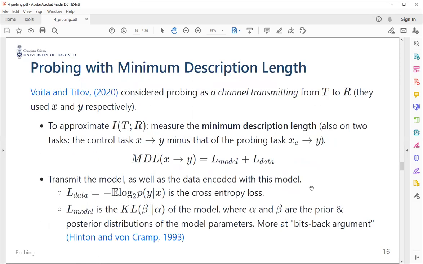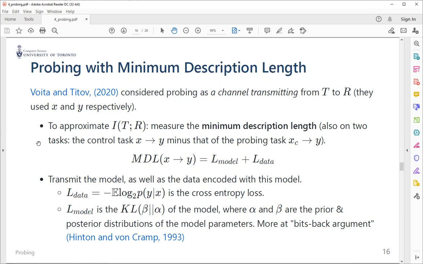So this paper introduces an argument that gets around the problem of the intractable KL divergence. So instead of considering probing as just a diagnostic classification task, they considered a channel that transmits the data from the representation to the target. Yeah, so there's another typo. It should be transmitting from R to T. So the representation is input X and the target is the output Y.